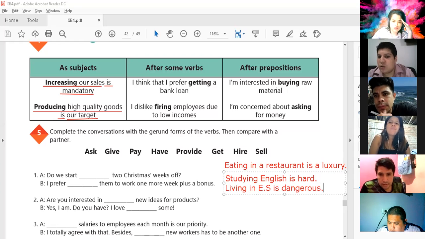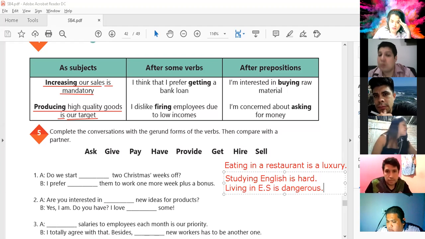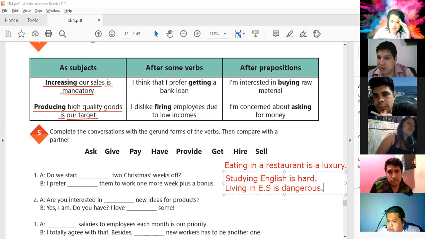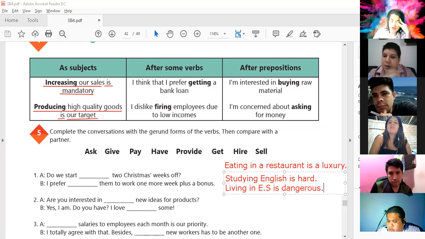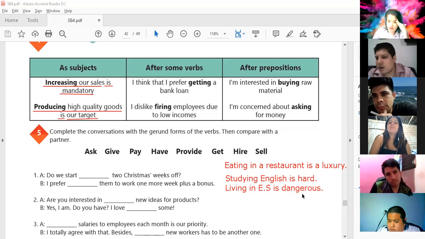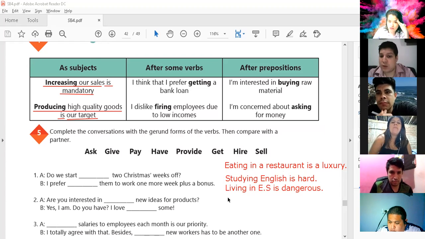Dangerous. So, as you can see, no estamos diciendo viviendo en El Salvador es peligroso. Estudiando inglés es difícil. Comiendo en un restaurante es un lujo. Nada de eso. Comer, estudiar, vivir. ¿Y por qué lo hacemos eso? Porque nos referimos no a la acción, sino al nombre de la acción y por eso puede ir en el sujeto. ¿Estamos? Tienen que ir en infinitivo los verbos. Sí, depende de lo que estamos haciendo, porque esto de ocupar un gerundio como sujeto puede ir en cualquier estructura.